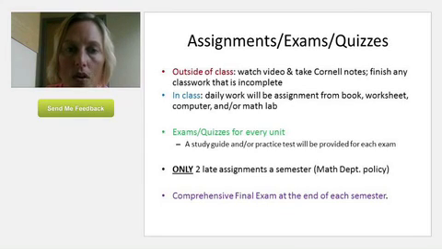We have an exam or quiz for every single unit, and for every single quiz or exam we give you a study guide or some sort of practice test. You will always be prepared. Once again, you are only allowed two late assignments a semester, and this is a math department policy. At the end of the semester, you'll have a comprehensive final. So in December, you will have a final exam that has all the information you've learned from August all the way to December.